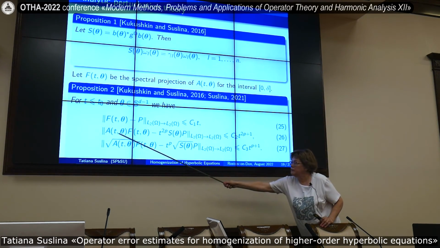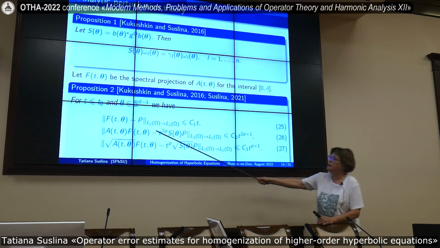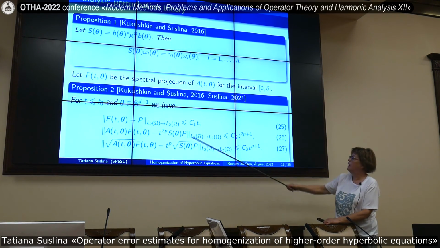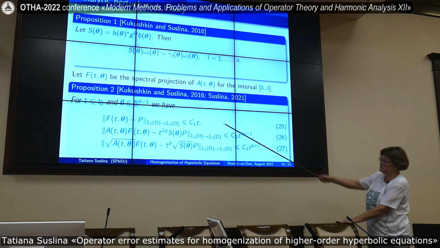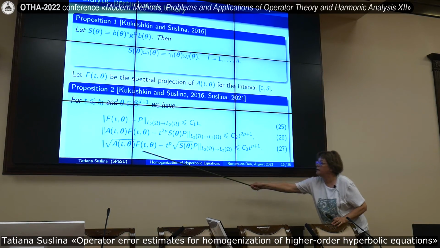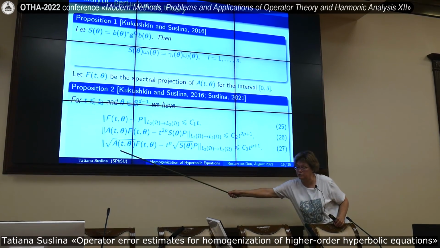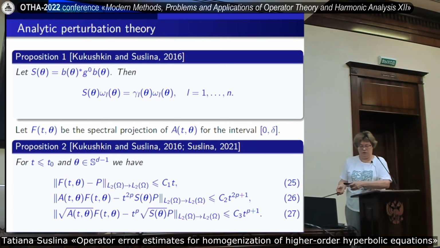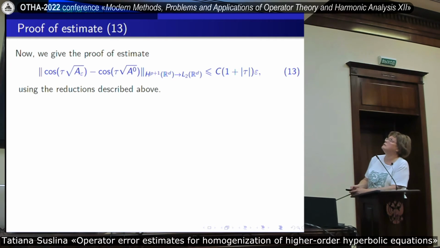And our operator multiplied by the spectral projection F is approximated in terms of the spectral germ. Here, the error is of order t to the power 2p plus 1. And we also deduce estimate 27, an approximation for the square root of A multiplied by F. And now we can easily prove Theorem 1.